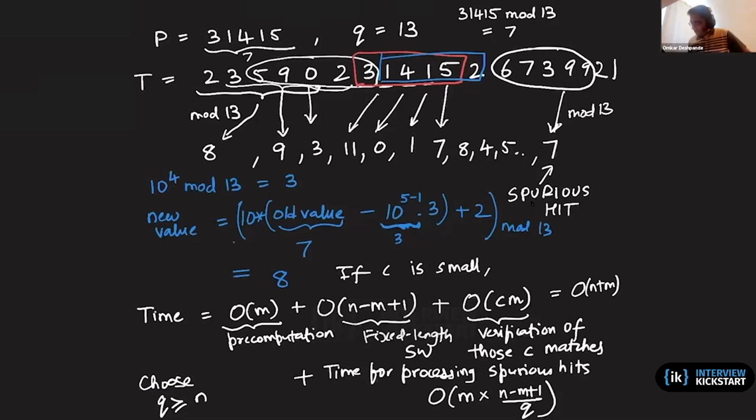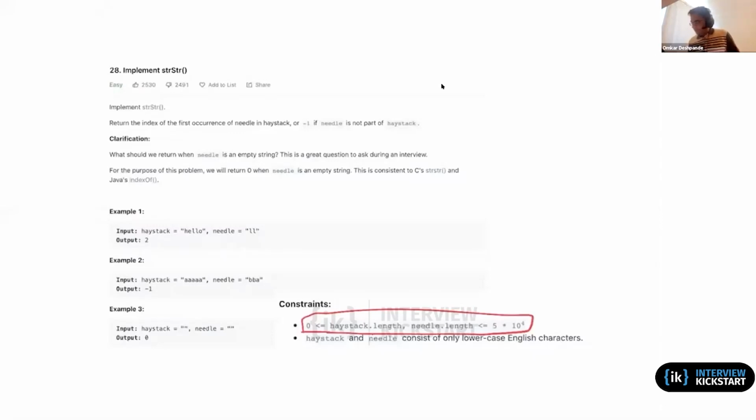Yes. But if you look at what's actually given in interviews, I have to reshare. If you go to that LeetCode problem, the length of the string is relatively small. There will be some constraints on the problem. Here, for example, it's 5 times 10 to the power 4, that means 50,000. So you can easily pick a prime number that's more than 50,000. Thank you.